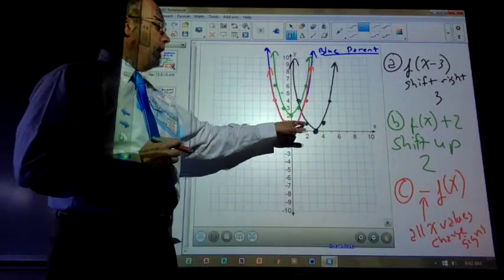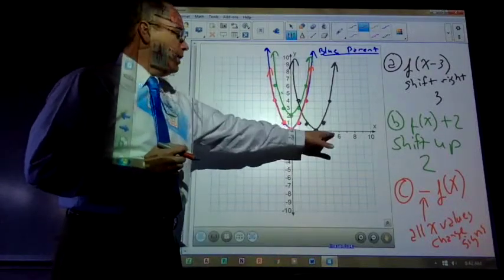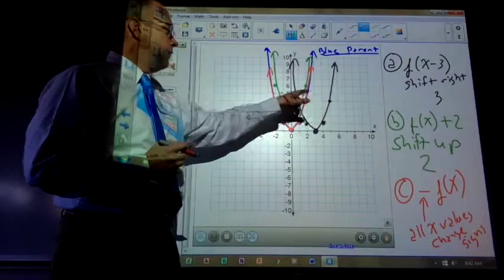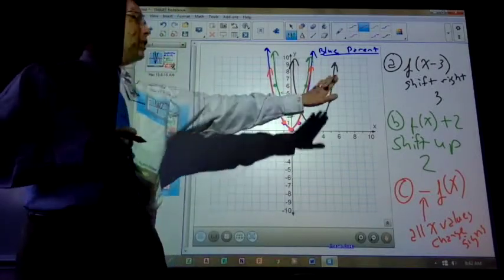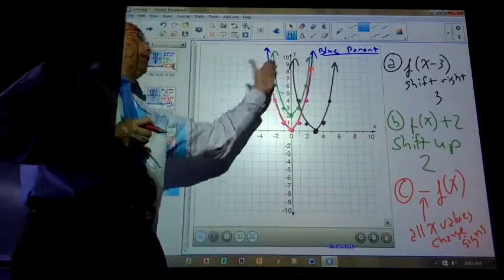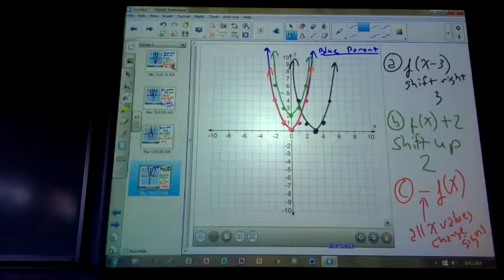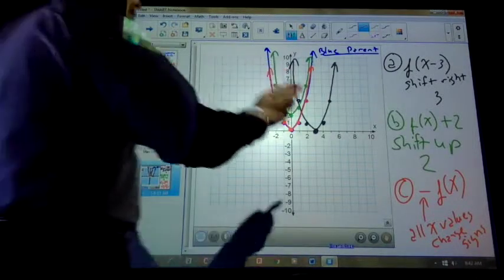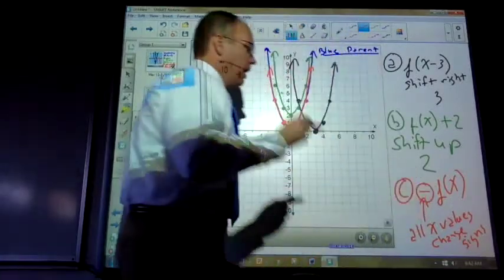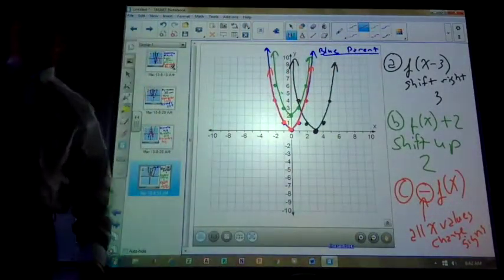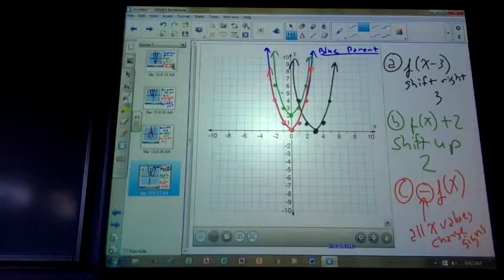This becomes negative 2, 1. This becomes negative 5, 4. So if this one, it would rotate, flip over. Because the parent function was already symmetric about the y-axis, you can't see the negative of it take place. But we just have to know the negative out in front changes all x values to the opposite sign of what they already were.